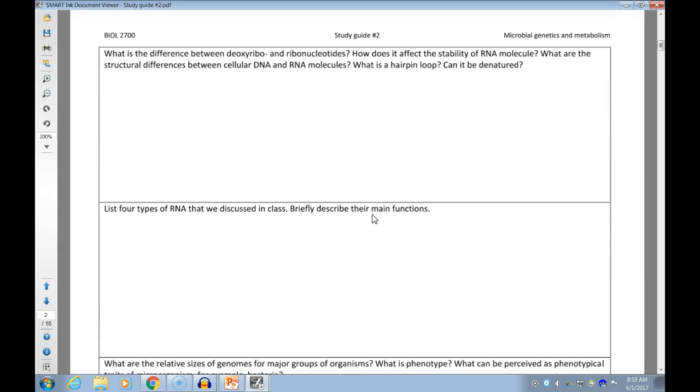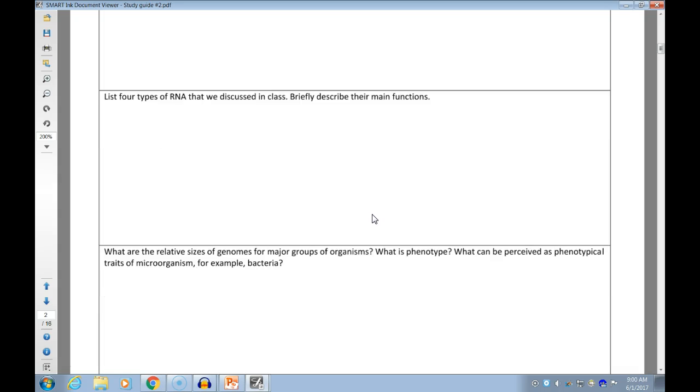Deoxyribo- and ribonucleotides differ by the presence or absence of a hydroxyl group at the 2' location. RNA is unstable. That's the structural difference. RNA is usually how many strands? One. It can form internal double-stranded structures like hairpin loops. Can it be denatured? Of course. Four types of RNA. I'm not going to talk about the function, just remind you: mRNA, tRNA, rRNA, microRNA, or miRNA.